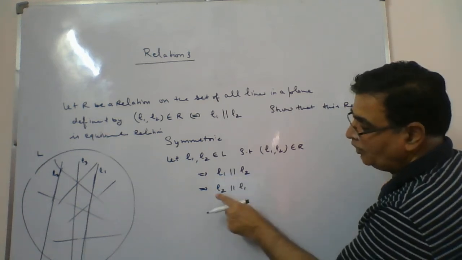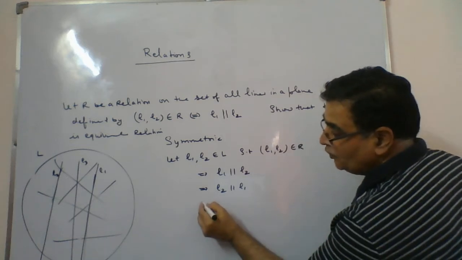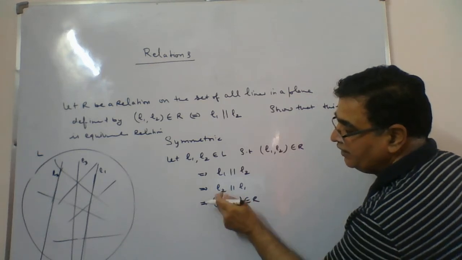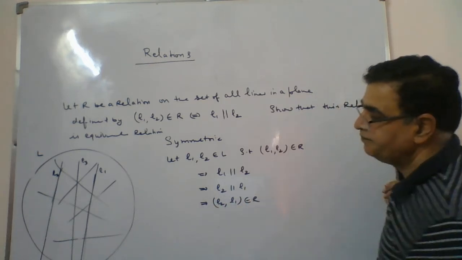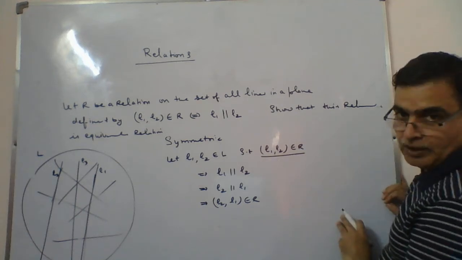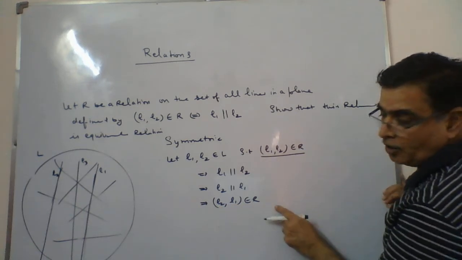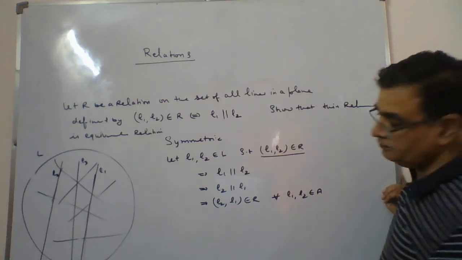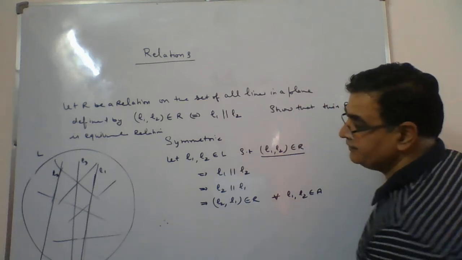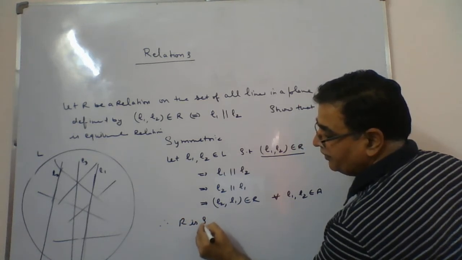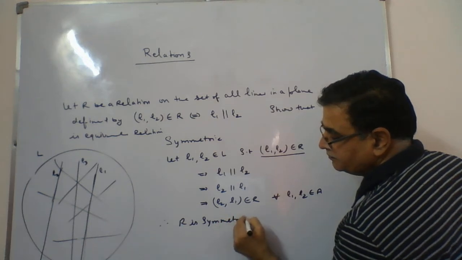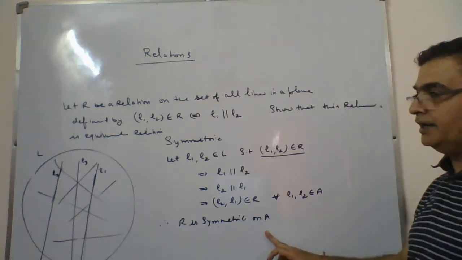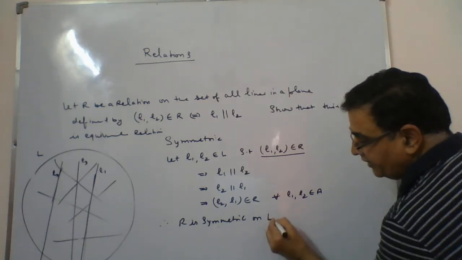L1 is parallel to L2, what does it mean? L2 is parallel to L1. And if L2 is parallel to L1, what should I say? (L2, L1) belongs to R, because L2, L1 are parallel, that means they are related. What we have proved? (L1, L2) are members of R. We have proved (L2, L1) belongs to R, for all L1, L2 belongs to A. Therefore, what should I write in this case? R is symmetric on A. R is symmetric on A. On A, this will be L.